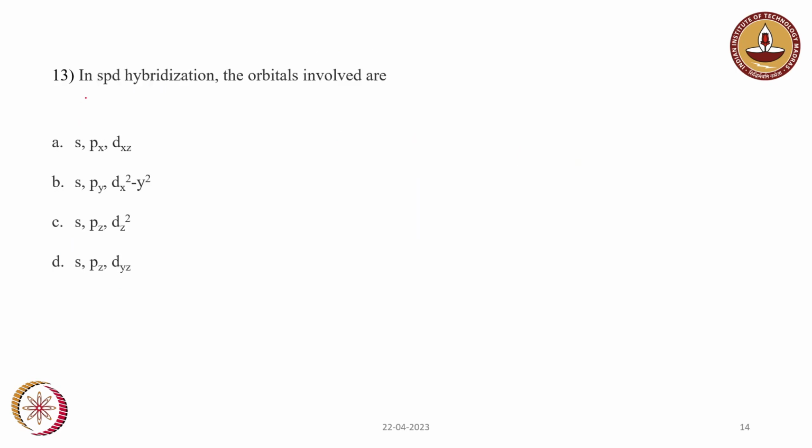Next question is in SPD hybridization. The orbitals involved are: option A, s, px and dxz. Option B is s, py and dx square minus y square. Option C is s, pz and dz square. And option D is s, pz and dyz.